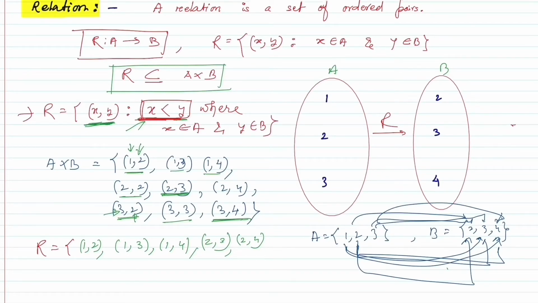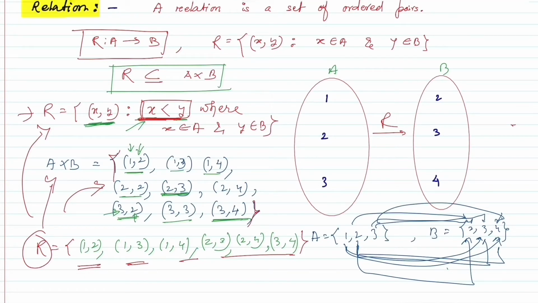Let me erase this one, 3 comma 4. Okay, 3 comma 4, because 3 is less than 4. So we can take it in this relation. Now you see, all the ordered pairs in the relation R belong to the set A cross B. That's why R is a subset of A cross B in this case.